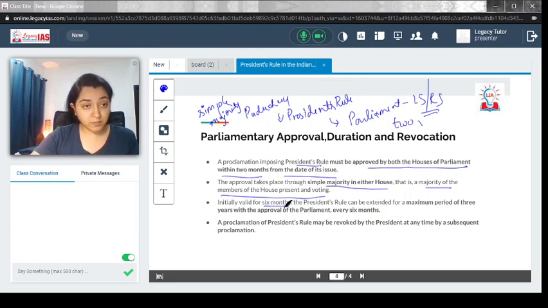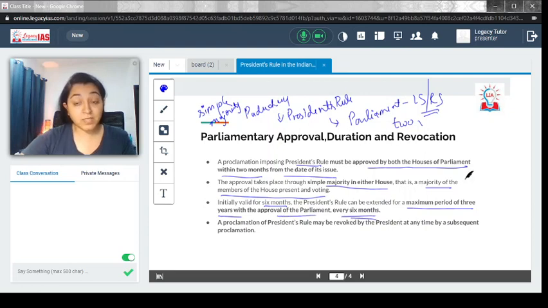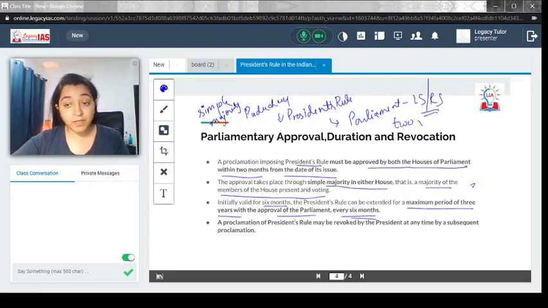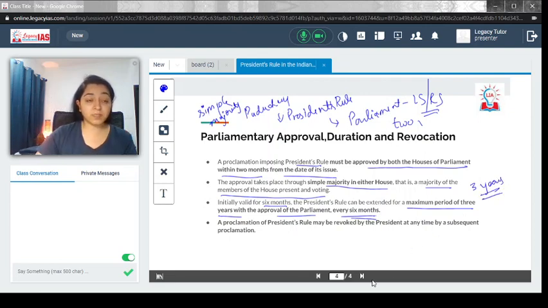Initially valid for 6 months, the president's rule can be extended for a maximum period of 3 years with the approval of parliament every 6 months. So there is an upper limit of 3 years. You can only keep president's rule in a state for a maximum of 3 years. That too, every 6 months the parliament has to pass the proclamation by simple majority.